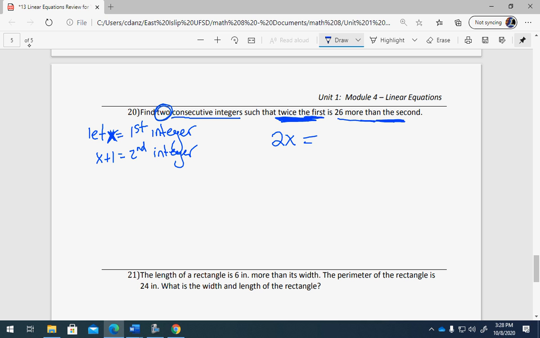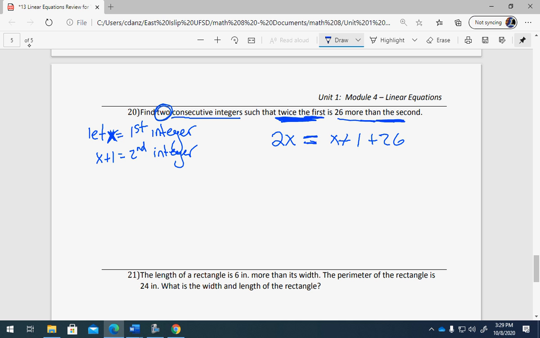It is 26 more than the second. That means I have to add on 26 to the second. So the second integer was x plus 1, and I have to add on 26. So I'm glad I saw that it was a tougher equation. I hope this makes sense now that I did it with you. I'm going to ask you to solve it on your own, though, and tell me what the two integers are.